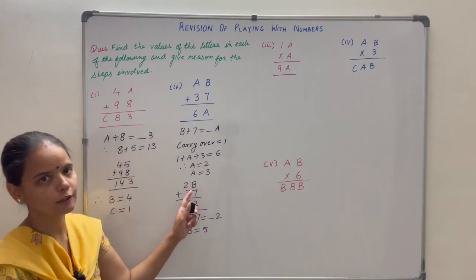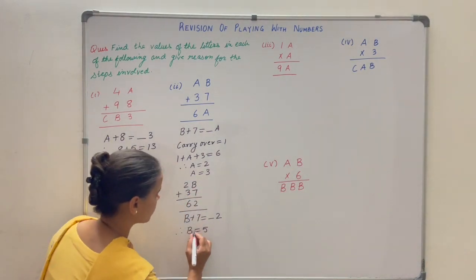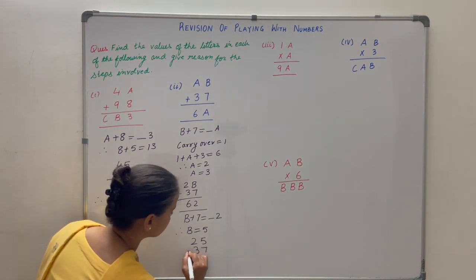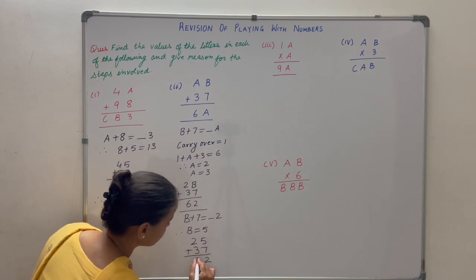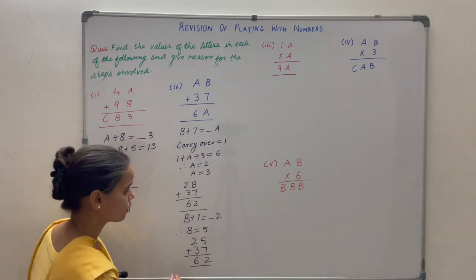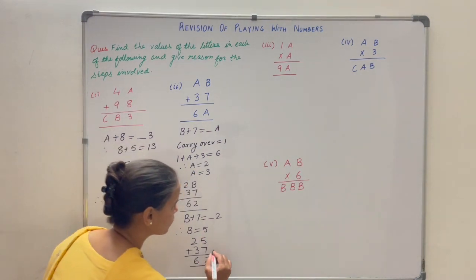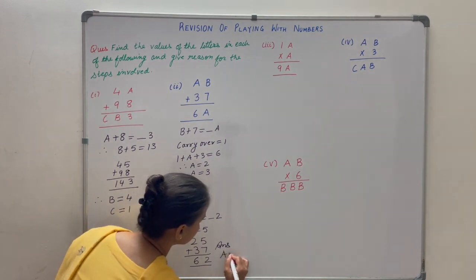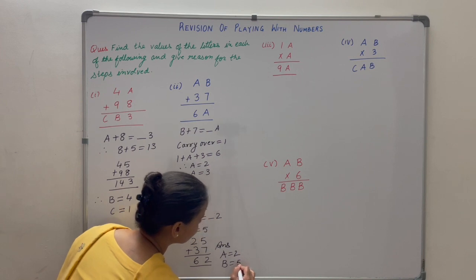Now let us put the value of B here as 5 and see, we will get 62. So 25 plus 37, when you add it, 7 plus 5 is 12 and here you get 6. So the value for B is 5 and A is 2. So the answer is A equals 2 and B equals 5.